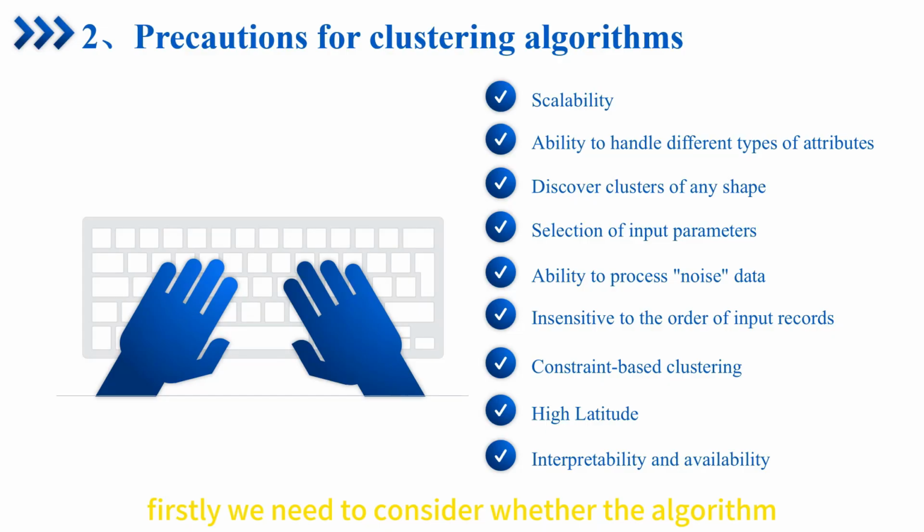Fifthly, we need to consider whether the algorithm is sensitive to noise data. Sixthly, we need to know whether the algorithm is sensitive to initial inputs. Some algorithms may get stuck in local optimal solutions and cannot obtain global optimal solutions. And then, whether the algorithm is suitable for high-dimensional sparse data. Finally, we need to consider the interpretability of clustering results and whether clustering needs to be performed under certain constraints.